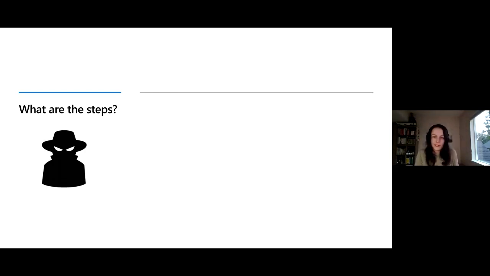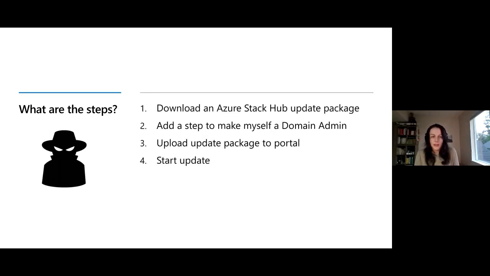That way, we don't have to worry about trying to figure out how updates work in Azure Stack Hub or the details of making one ourselves, although this is pretty accessible information. In my Mr. Hacky McHackerton mind, that process would look a little something like this. Just download the Azure Stack Hub update package, add a step in there to make myself a domain admin, upload this update package back to the portal, and kick off the update.